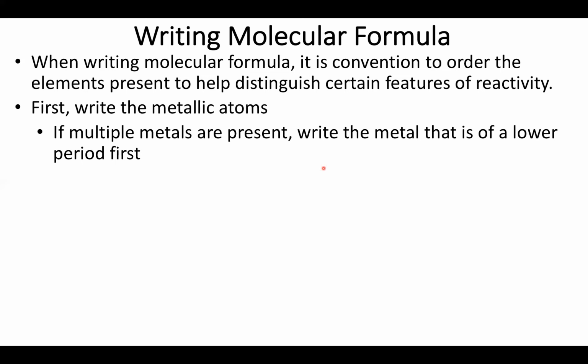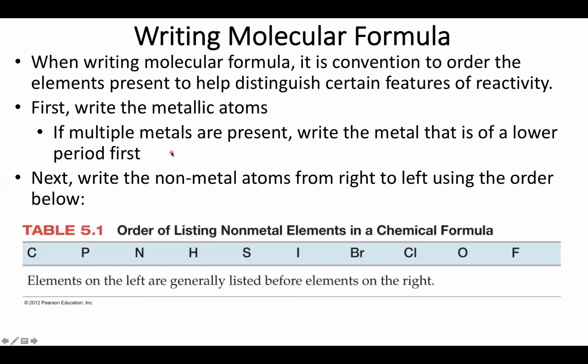However, most of the formula we're going to be dealing with for now are only going to contain either a single metal and a lot of nonmetals. So when writing nonmetals, we're going to try and follow a general formula. So carbon goes first, then phosphorus, nitrogen, hydrogen, sulfur, all iodine, bromine, chlorine. So most of our halogens. Then oxygen comes in right before fluorine.